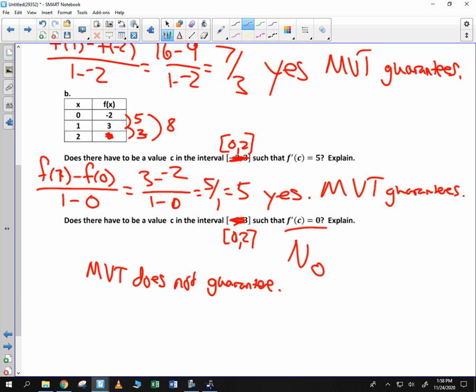If this would have been a 3 here, then we would say, oh yeah, that last part we just went up 0 there. So that would have worked out. But there's no spot where that happens. So therefore, the mean value theorem does not guarantee something. All right, there we go. 25 minutes on the dot.